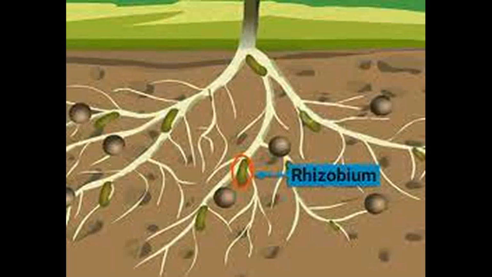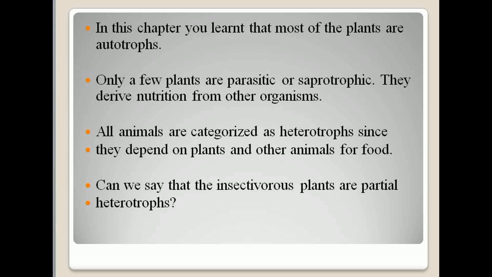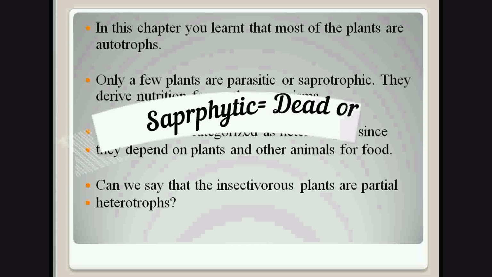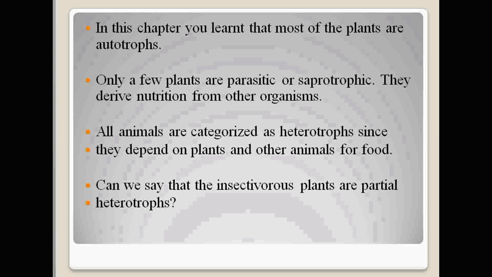In this chapter, you learned that most plants are autotrophs. Only a few plants are parasitic or saprophytic. They derive nutrition from other organisms. All animals are categorized as heterotrophs since they depend on plants and other animals for food. Can we say that insectivorous plants are partial heterotrophs? So the difference between a parasite and a saprophyte is that a parasite depends on the host, whereas a saprotroph depends on dead or decaying matter.